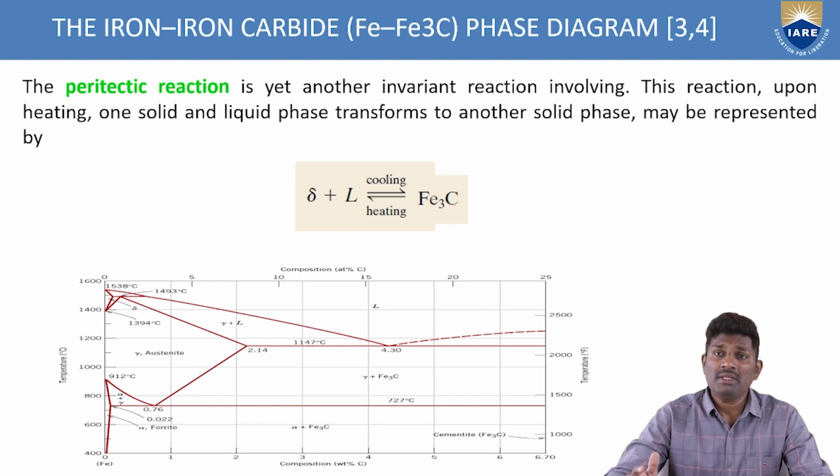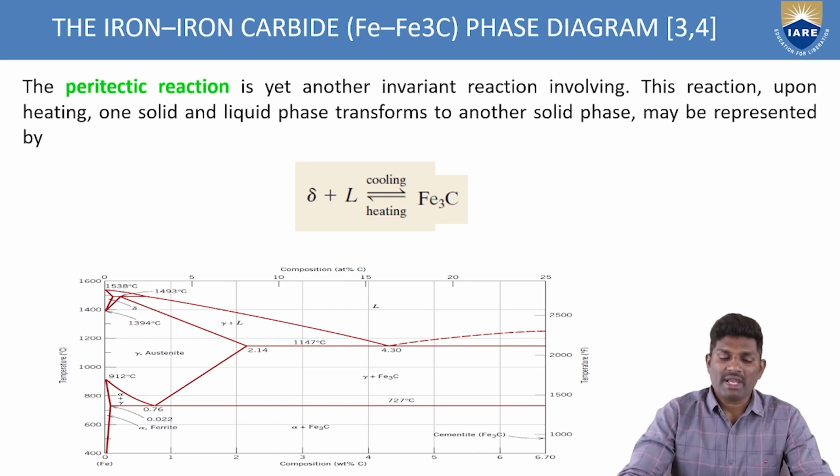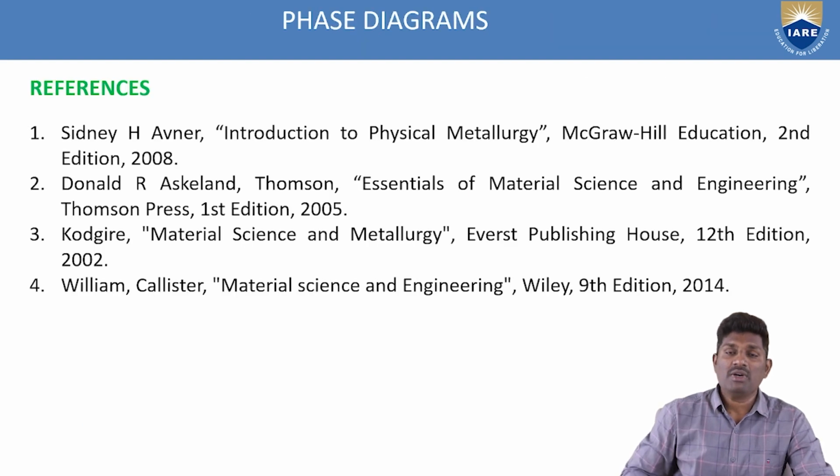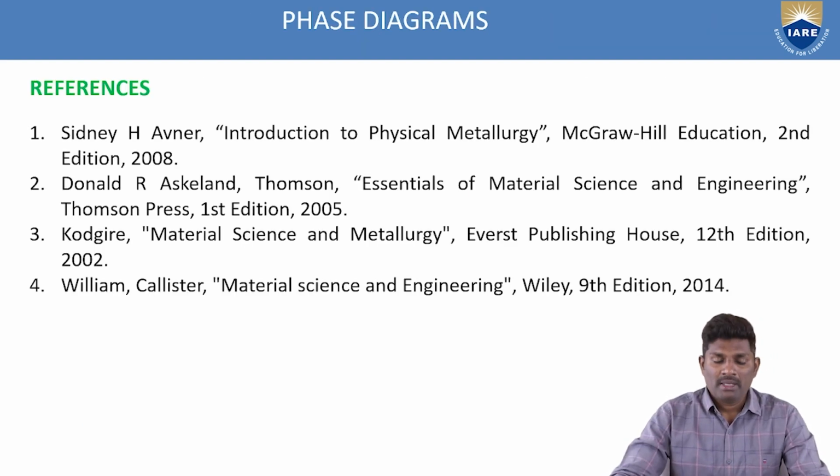Peritectic reaction is nothing but solid plus liquid. When it is cooled, it converts into a solid, or when this solid is heated, it converts into two components, that is liquid and solid. So this is the transformation of the three reactions: eutectic, eutectoid and peritectic reactions. These three are the invariant reactions which can be observed in the iron carbide diagram.